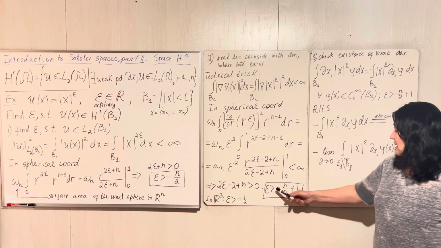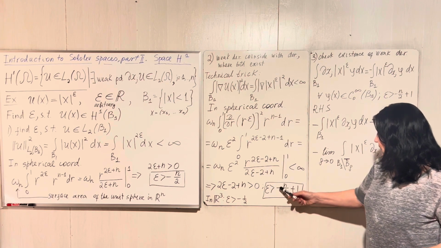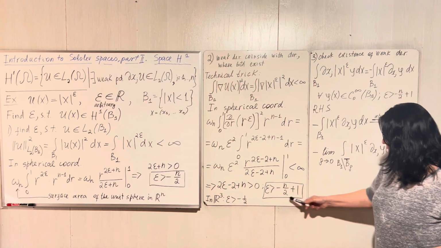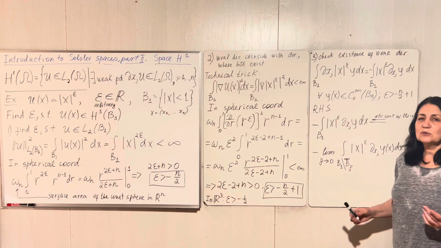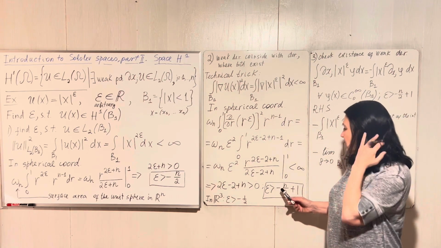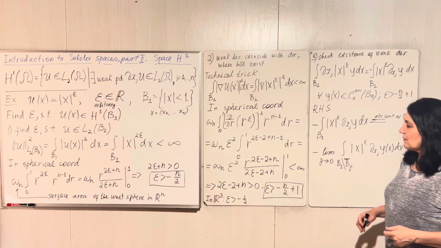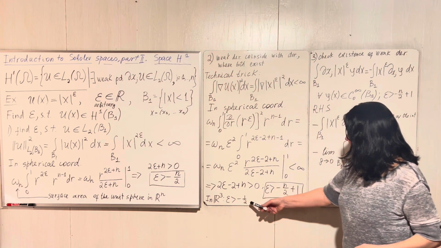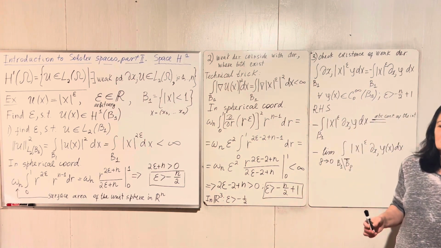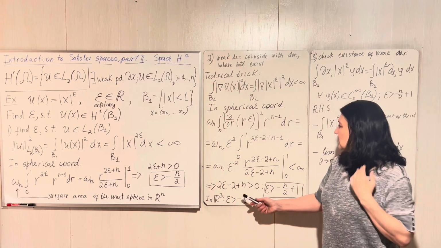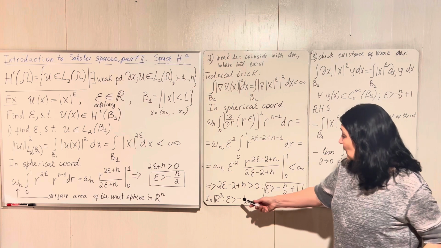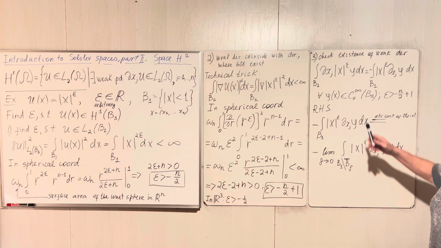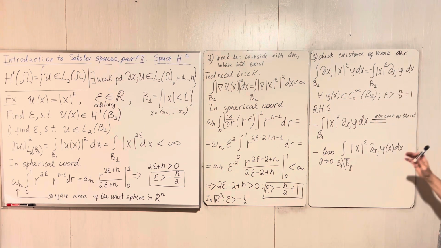So epsilon must be greater than negative n over 2 plus 1, and this would be our condition for epsilon. And I have to mention that, for instance, if n equals 3 in R3, we will get epsilon greater than negative 1/2. So we can see that epsilon can still be negative.